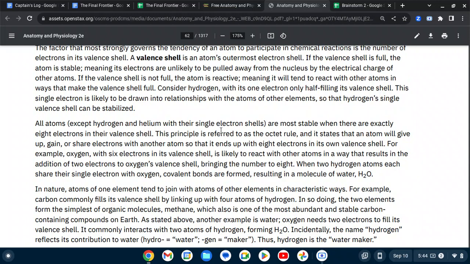This principle is referred to as the octet rule, and it states that an atom will give up, gain, or share electrons with another atom so that it ends up with 8 electrons in its own valence shell. For example, hydrogen is likely to react with other atoms in a way that results in the addition of 2 electrons to oxygen's valence shell, bringing the number to 8.